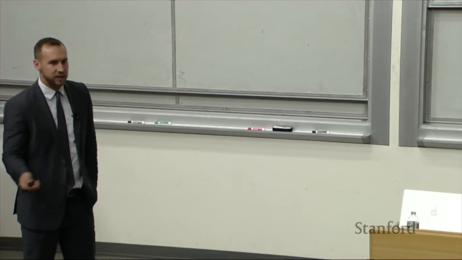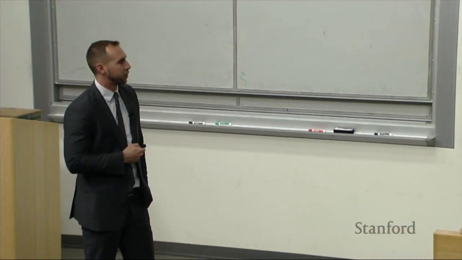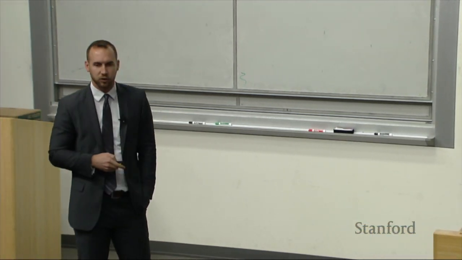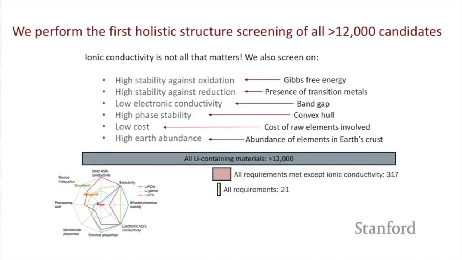So this is where we take our conductivity predictor, apply it to those 300, and we're able to get it down to 21. And lo and behold, we're able to do the first multi-property screening of all known lithium-containing compounds for solid electrolyte materials, because we have this conductivity model, which is so much faster than what we had before.